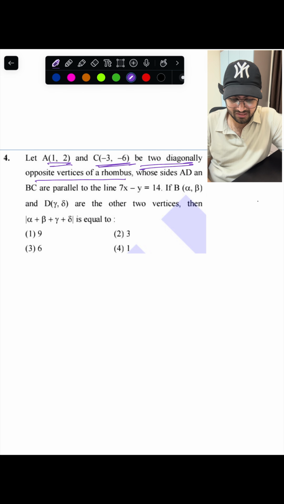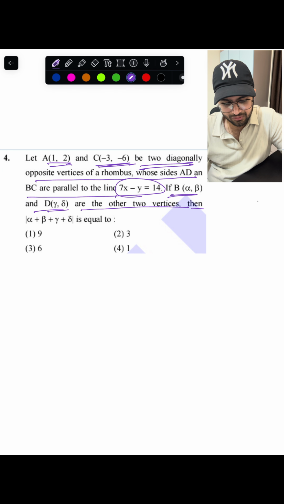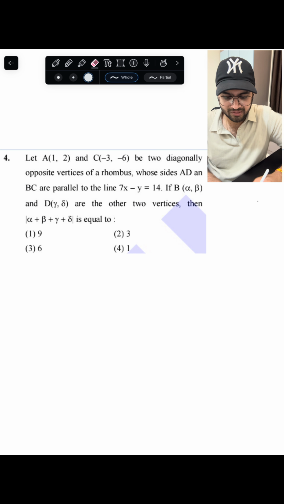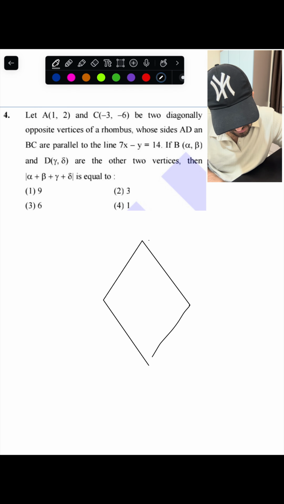So one rhombus is taken and diagonally opposite vertices are given, whose sides AD and BC are parallel to some line, whatever the line is given. If B(alpha, beta) and D(gamma, delta) are the other two vertices, then, yeah, whatever. So whenever a geometric question is given, always try to draw a rough sketch of the graph. So what I will do is take a rhombus here. Let me say this is the rhombus.